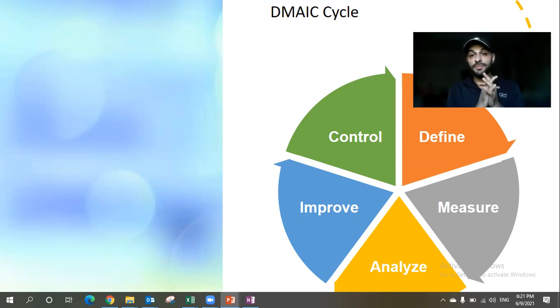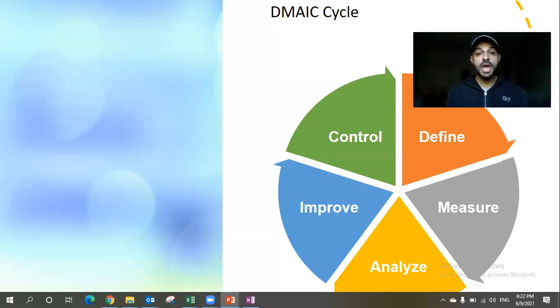So in the define, you create something called project charter, and you identify the team, you identify the stakeholder, you create something called problem statement, and you identify the items that are critical to quality, CTQ, which means the customer requirements that are related to quality. Okay, so in the define, simply define. If you need to remove the word define, you can just remove define and write set the target. Okay, this is the first process.